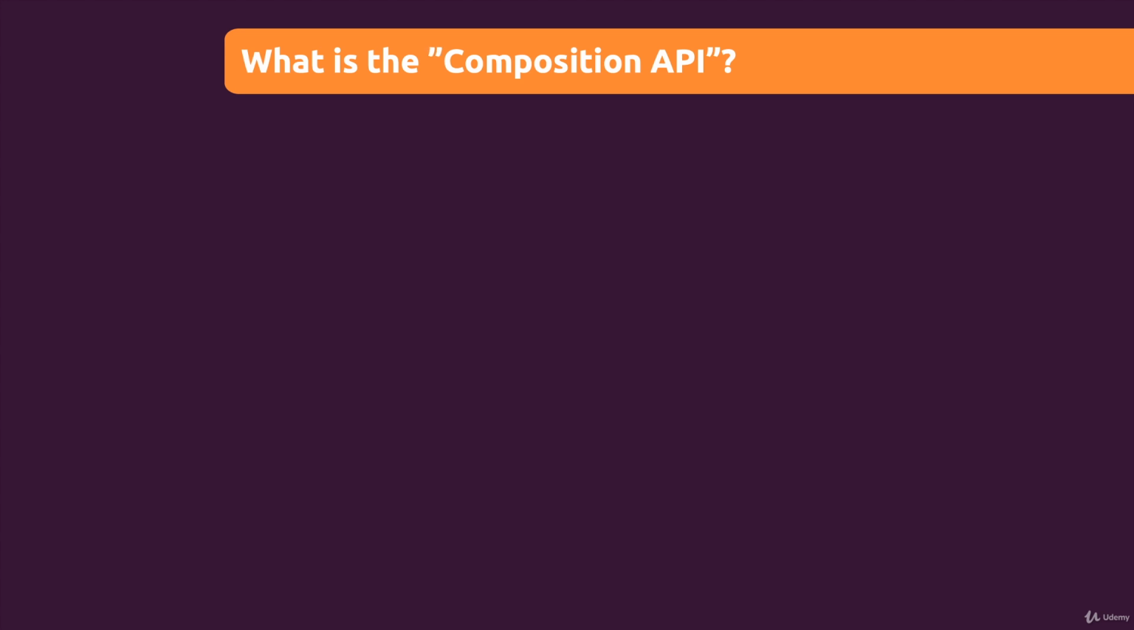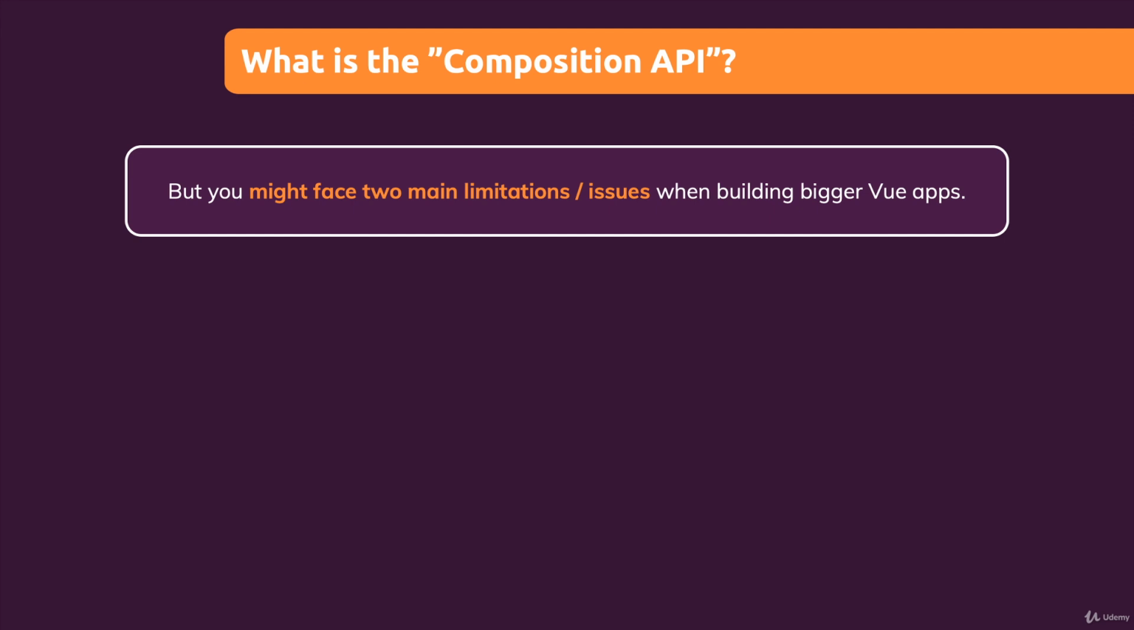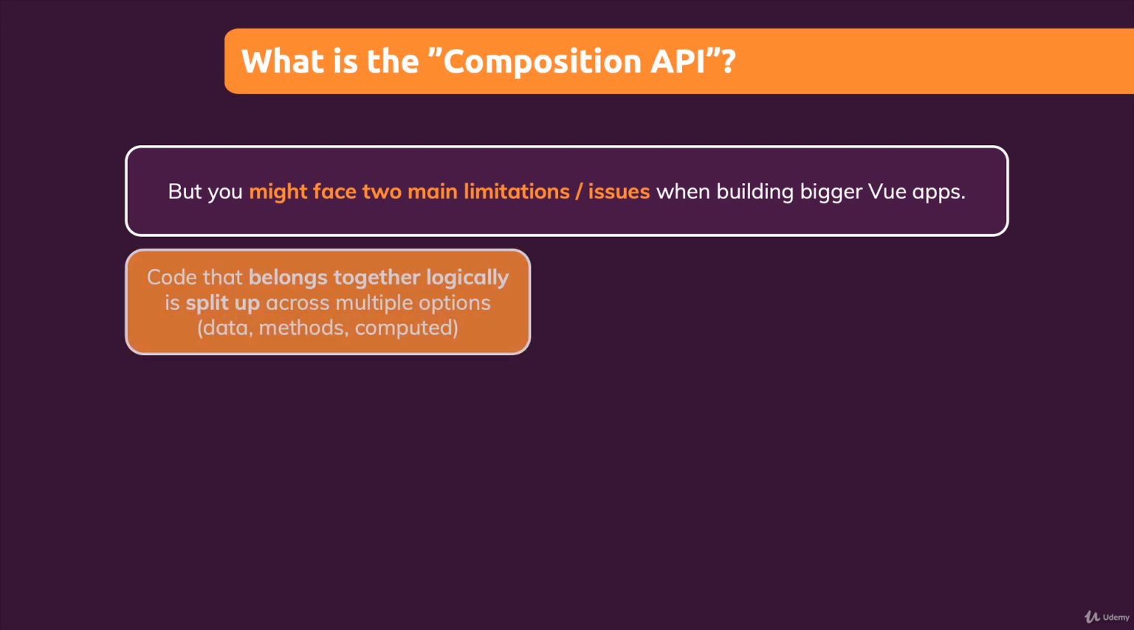The Composition API is an alternative way of writing the logic behind our components. And it was introduced because we might, and I'm saying might, face two main limitations or issues when building bigger Vue apps. In smaller and medium-sized apps, we will very likely never face those issues, but in bigger apps, we might face them. Issue number one is that code that belongs together logically is actually split up across multiple options. Data, methods, computed, for example.